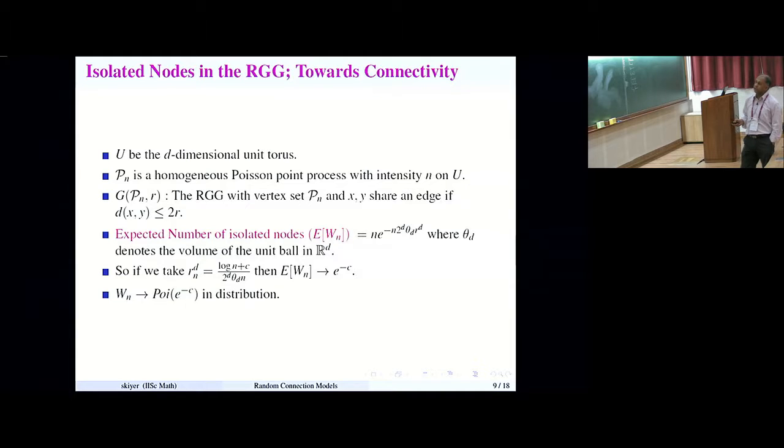Now you can see that for connectivity already you require an additional factor log n here. So the percolation threshold is something like 1 over n in the dense network. When you go to the extended network, the percolation threshold is of the order of a constant. Here you need this additional factor log n. So one can actually show that in this case, Wn converges in distribution to a Poisson random variable with this mean. One can show this using, for example, Stein's method.